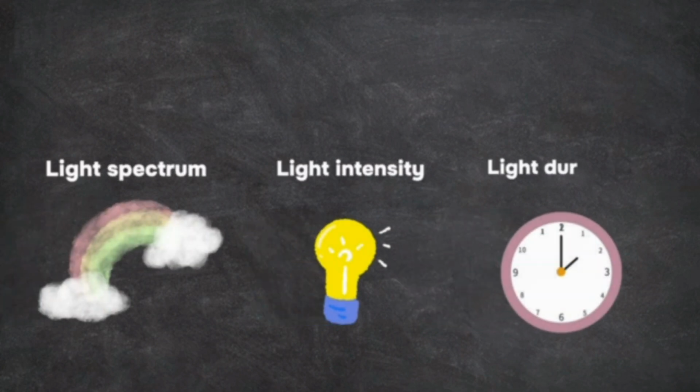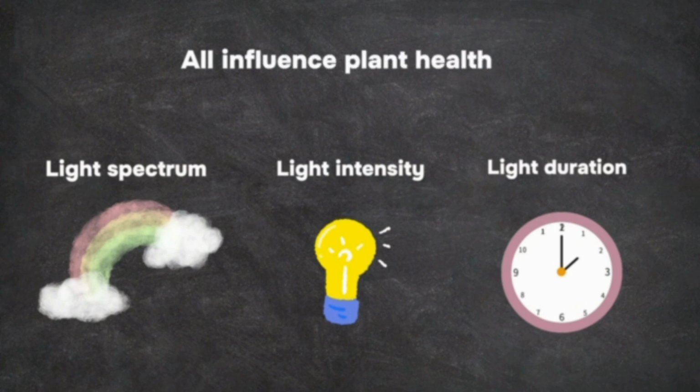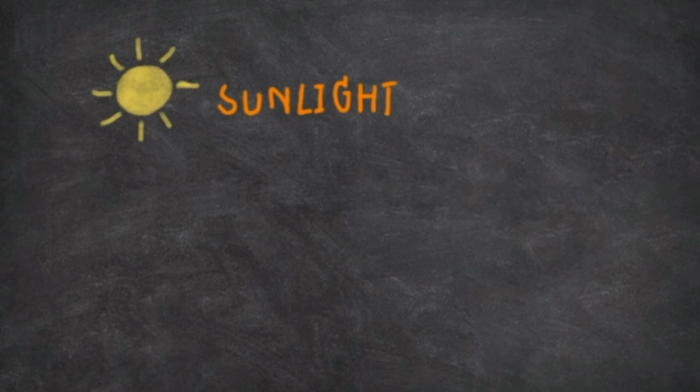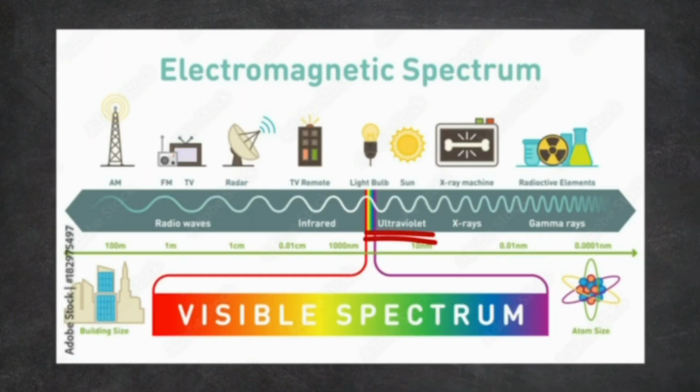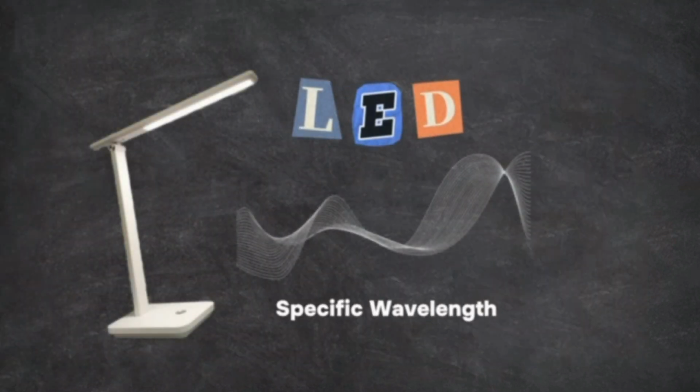The light spectrum, intensity, and duration all influence plant health, growth, and development. Sunlight is a full spectrum light source, meaning it contains a wide range of wavelengths, from ultraviolet to infrared. The broad spectrum is essential for various plant processes. LED, however, can be engineered to emit specific wavelengths.